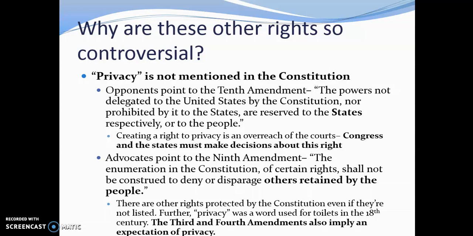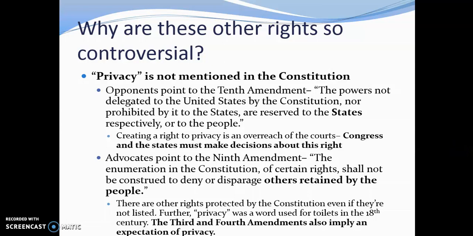Specifically privacy, it's not mentioned anywhere in the Constitution. And those that argue against this right, they say that it's up to the states. So if Congress wants to pass a law about abortion, they can. But if states want to make their own decisions about abortion, they can go ahead and make those decisions. Because the 10th Amendment says the powers not delegated to the United States by the Constitution, nor prohibited by it to the states, are reserved to the states, respectively, or to the people. So that's where they're making that argument.